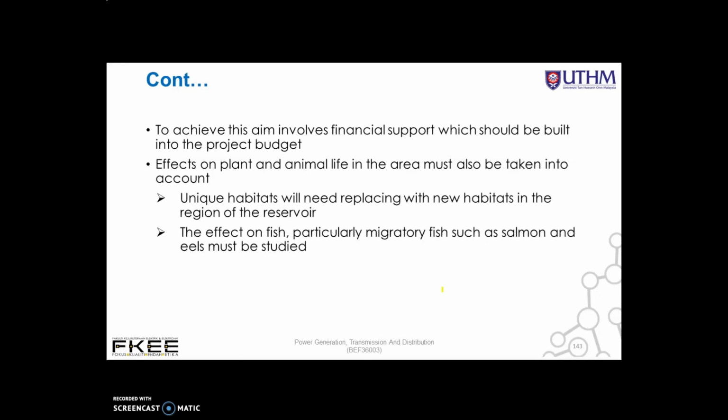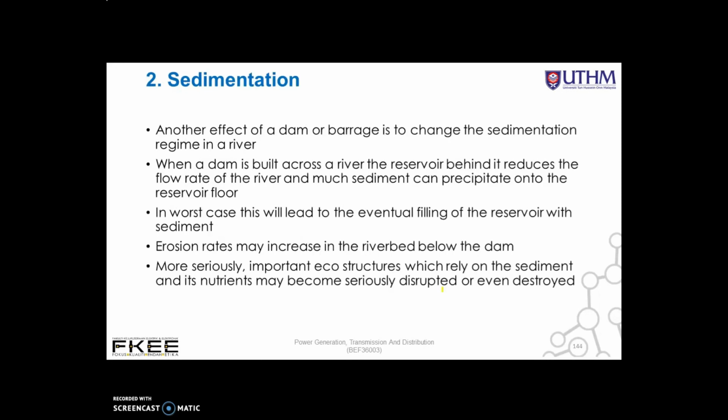To achieve this aim involves financial support, which should be built into the project budget. It also affects the plants and animal life in the area, which must be taken into account. Unique habitats will need replacing with new habitats in the region of the reservoir, and the effect on fish, particularly migratory fish such as salmon and eels, must be studied. So this is the effect on the plants and also the animals.